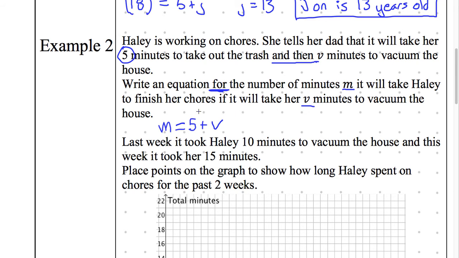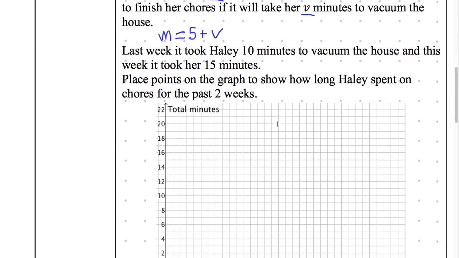Yeah, so that's the reason it's correct. It goes dependent, then independent. So m equals 5 plus v. So you have it correct. Now let's come down here.